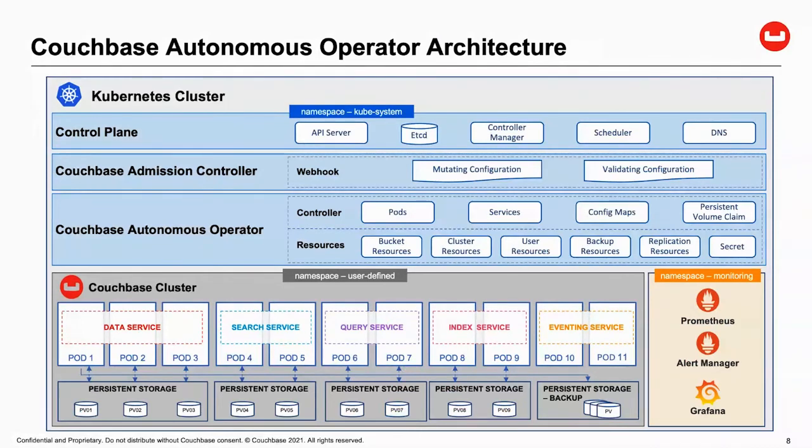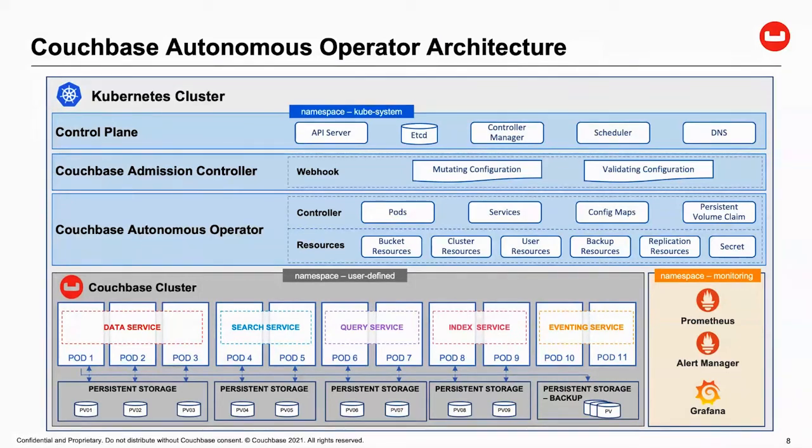Now, the Couchbase Autonomous Architecture: you're going to have your Kubernetes cluster, and of course, at the top level in the key namespace, you're going to have your API server, your controller manager, your scheduler, DNS, and etcd, of course, which is the open source distributed key value store that you use to manage and hold the critical information that the systems are going to need to keep running.